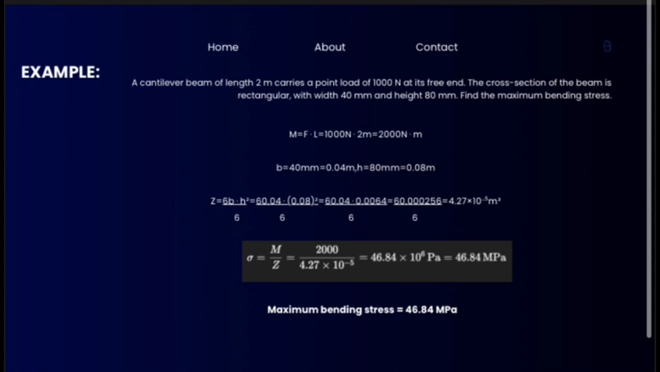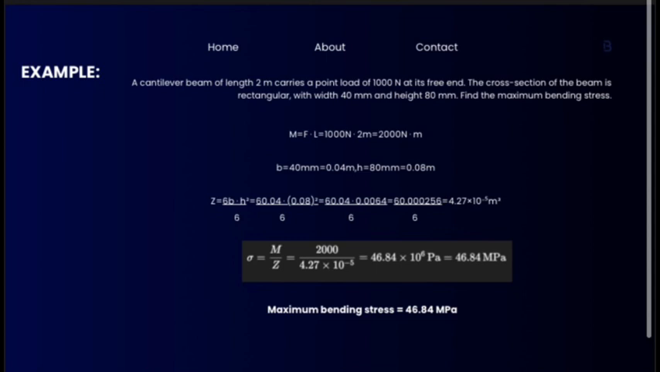Step 3, calculate section modulus. So 0.04 times 0.08 squared over 6 is equal to 0.04 times 0.0064 over 6 is equal to 0.000256 over 6 is equal to 4.27 times 10 to the power of negative 5 meter to the power of 3.